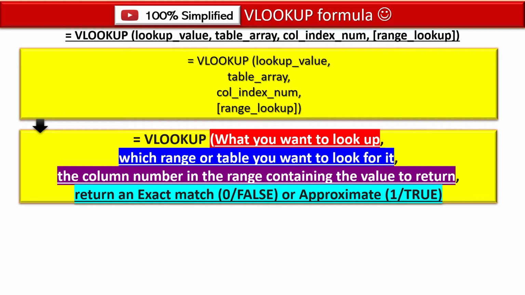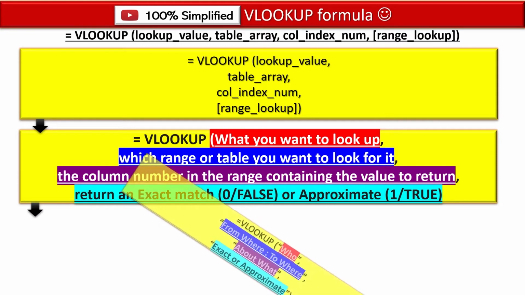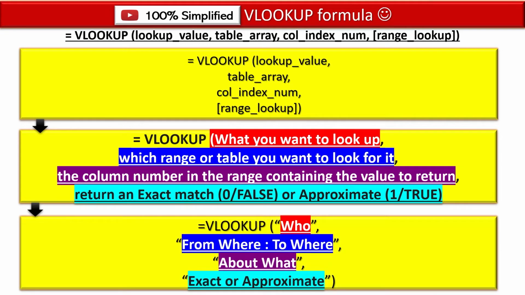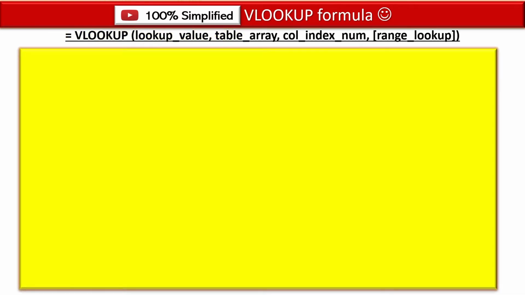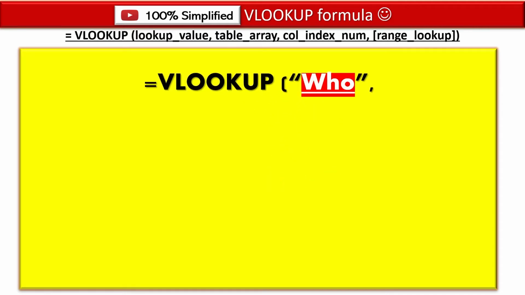Let's simplify this further because our agenda here is to explain VLOOKUP in the most simplified way. If we further simplify this, this is what we get. VLOOKUP: the first part is who are you searching for, or what you want to look up. Second part is from where to where. Third part is about what. Fourth part is exact or approximate. And let's forget everything else. Let's just focus on one simple thing, that is VLOOKUP who.